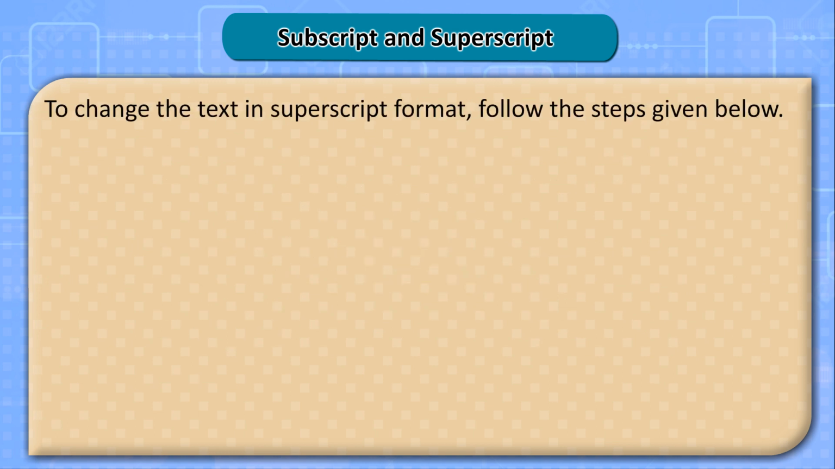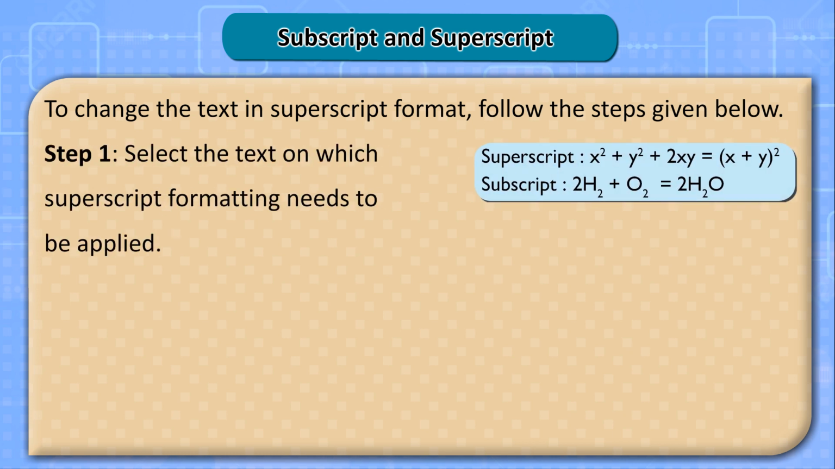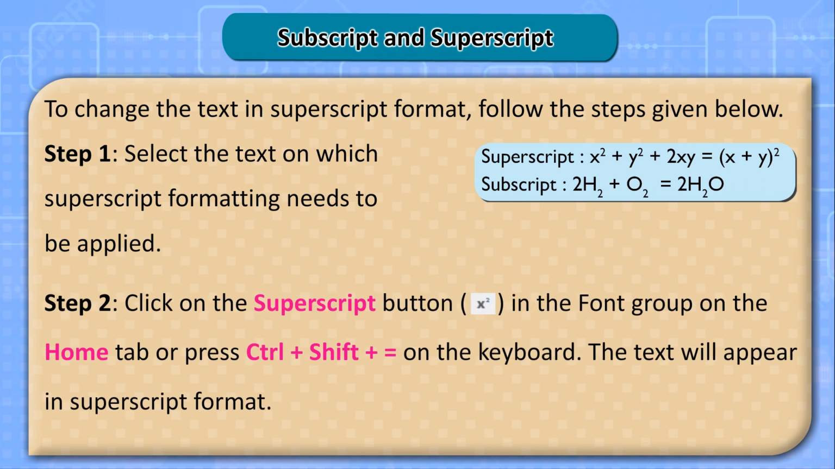To change the text to superscript format, follow the steps given below. Step 1. Select the text on which superscript formatting needs to be applied. Step 2. Click on the Superscript button in the Font group on the Home tab or press Ctrl+Shift+= on the keyboard. The text will appear in superscript format.